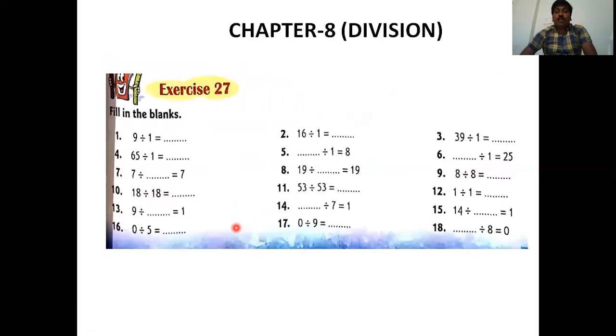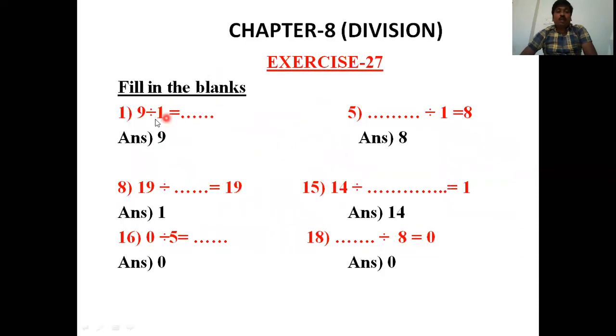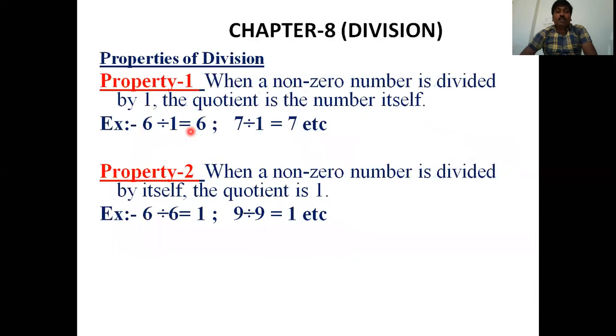Now from these properties, we will try to understand exercise 27. There are questions number 1 to 18 in exercise 27, and how can we do it? Now, question number 1, 9 divided by 1. You know, students, when we divide any number by 1, we get the number itself. We have already considered this property in previous slides.